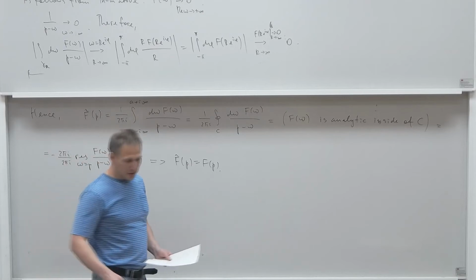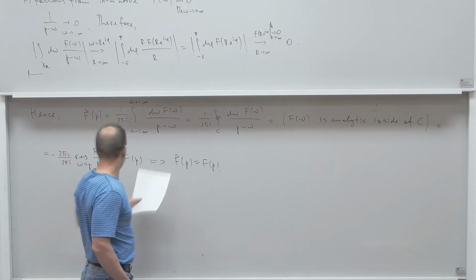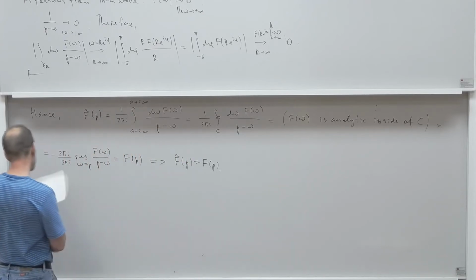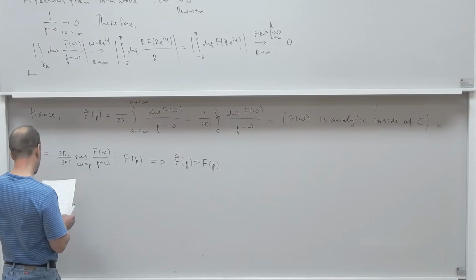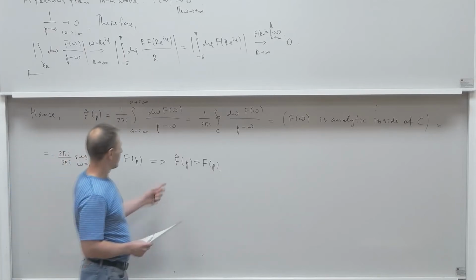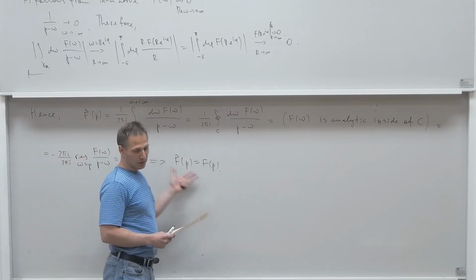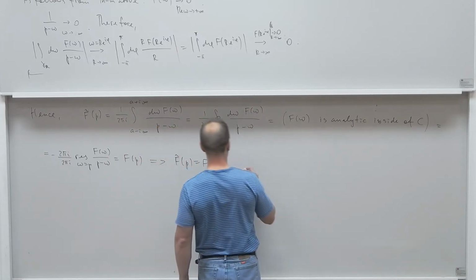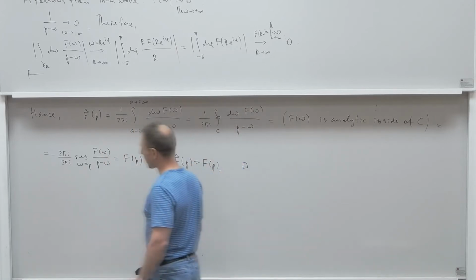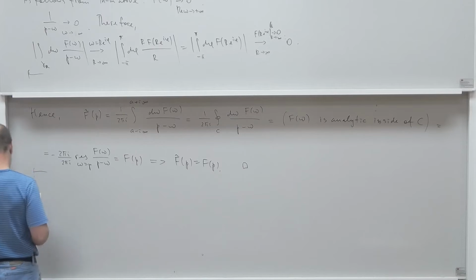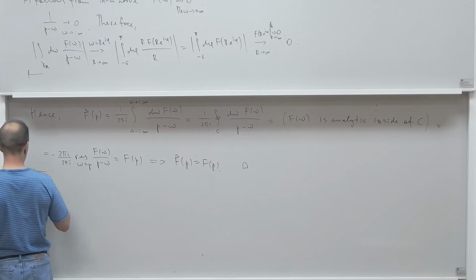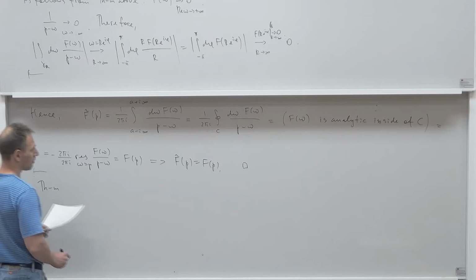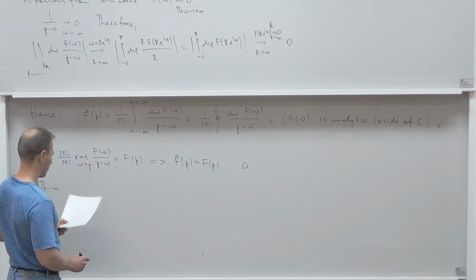Okay, let's continue from this point. Thus, we see that F large tilde is equal to F large, and so we have proved this theorem. And now the theorem about uniqueness of the Laplace transform.